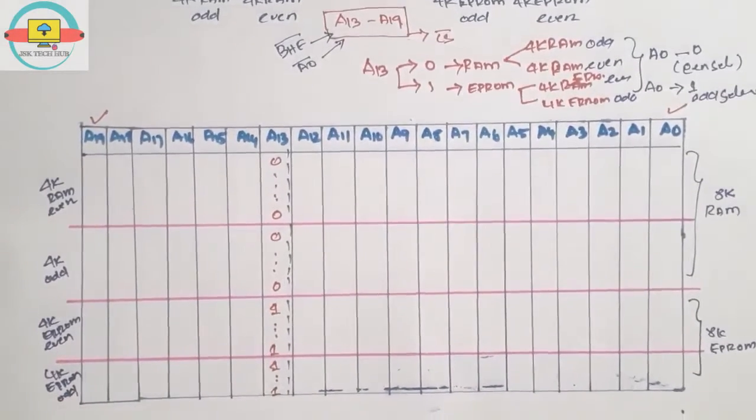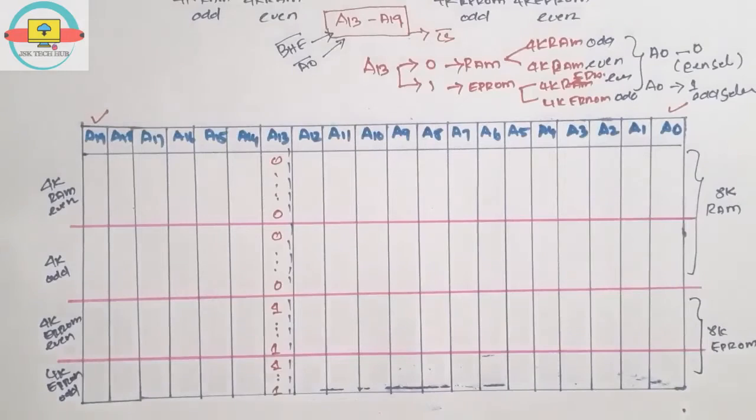Now we are going to find out the address ranges for the individual even and odd banks, and the address range for the 8 kilobyte RAM and ROM type memories. To select the even and odd bank memory, we are going to use the A0 address line. A0 is equal to 0: the processor currently selects the even bank memory.